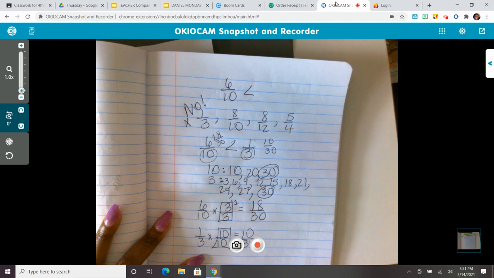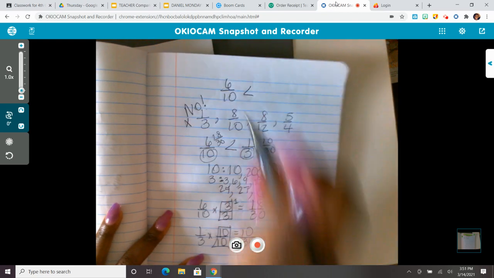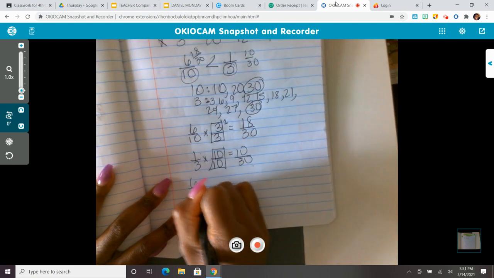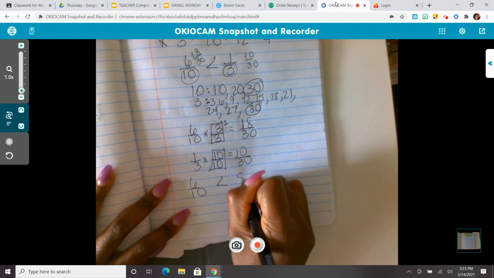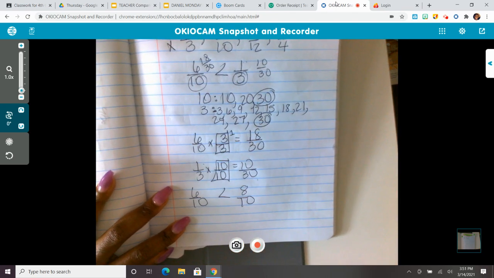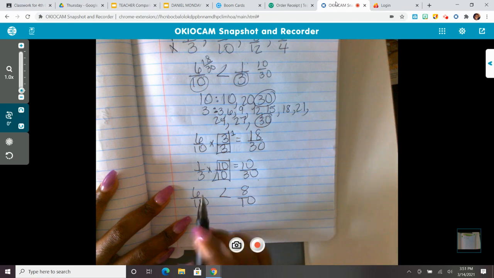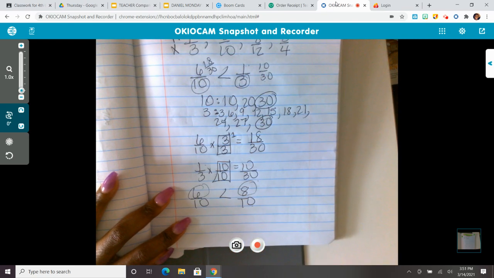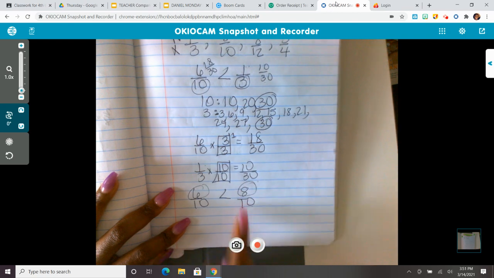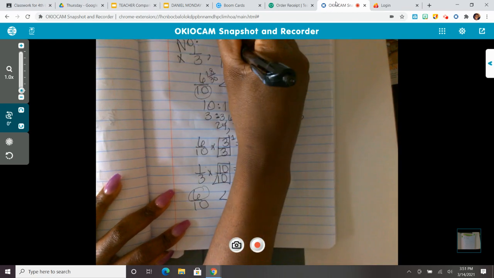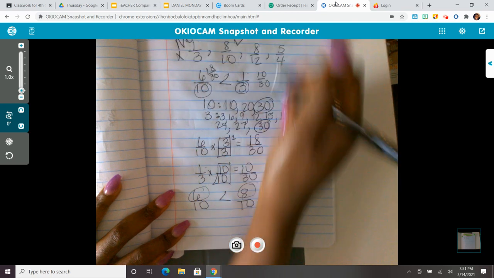So now we're going to compare 6/10 to 8/10. And notice that I'm going to slide it up. 6/10 is less than 8/10. What do they have the same? They have the same denominator. So when they have the same denominator, that means we can compare the numerators. 6/10 is less than 8/10. Is that correct? That is correct. So we know that this is true. I'm going to put a check.